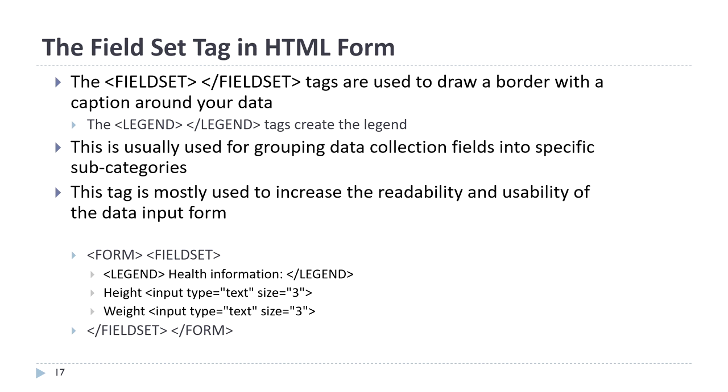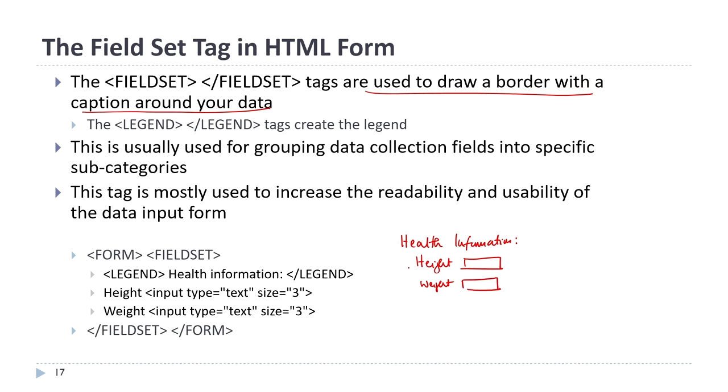Then what we have is the field set tag in the HTML form. That's the last one. The field set tag is used to draw a border with a caption around your data. If you look at this example, it will create something like this. Health information colon. And you have height, you have a text box, weight, you have another text box, and this is displayed like this. So this is the field set.